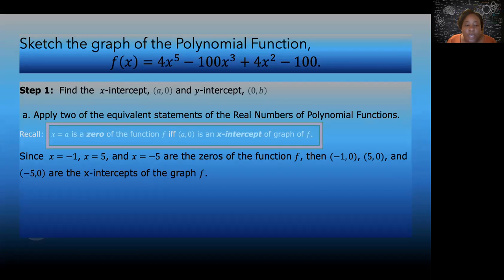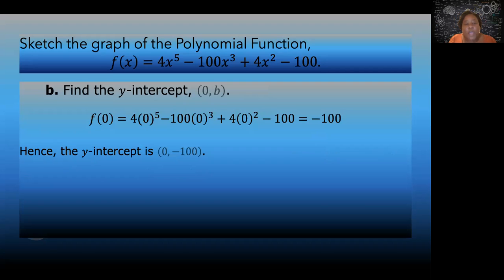So we can see that negative 1 comma 0, 5 comma 0, and negative 5 comma 0 are the x-intercepts of the graph of f. Now we want to find the y-intercept, which is 0 comma b. All we need to do is substitute 0 in for x and then simplify. And we see that the y-intercept would be 0 comma negative 100.